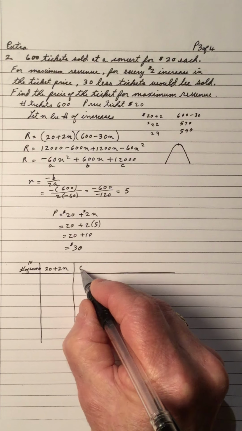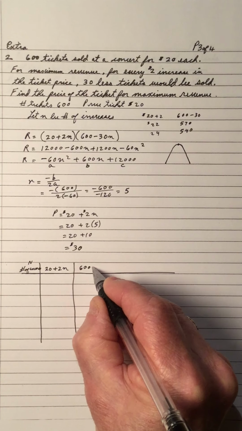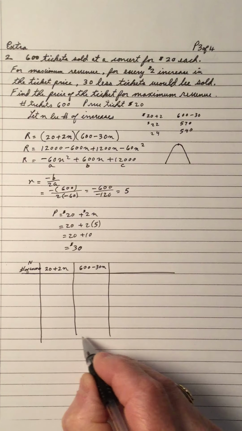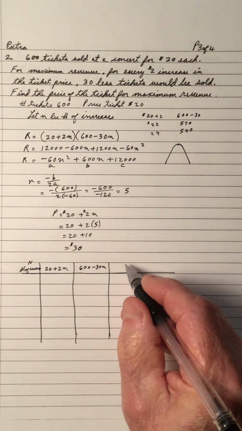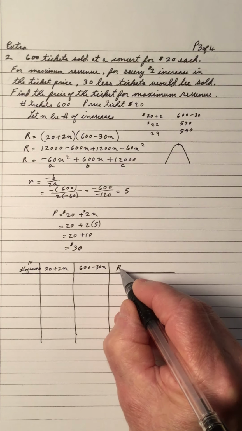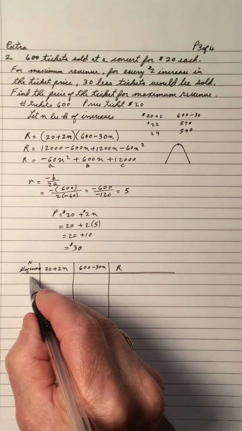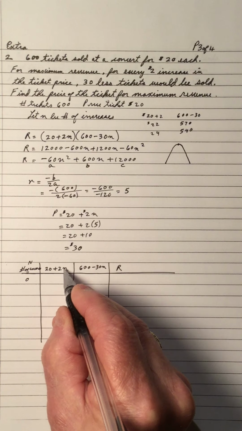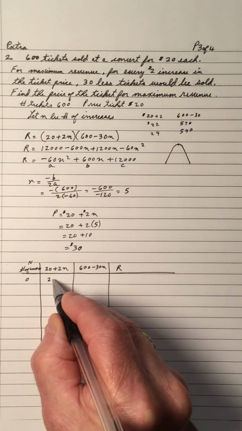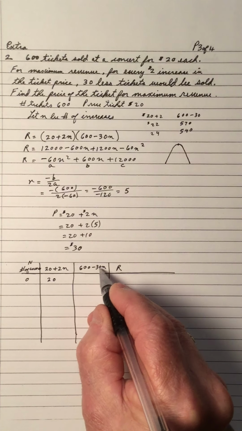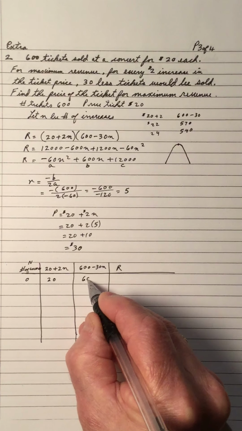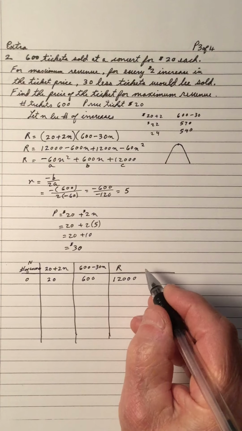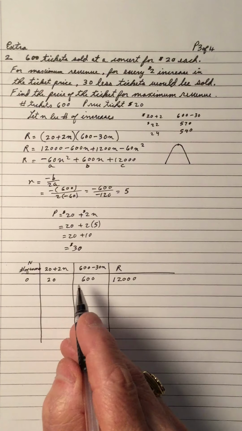And we can go with 600 minus 30n, with n the number of increases, and we have the revenue. So if I have no increases, then I have 2 times 0 plus 20 is 20. And if I have no increases, then I have 600 people. So I would have $12,000 if I didn't have any increases.